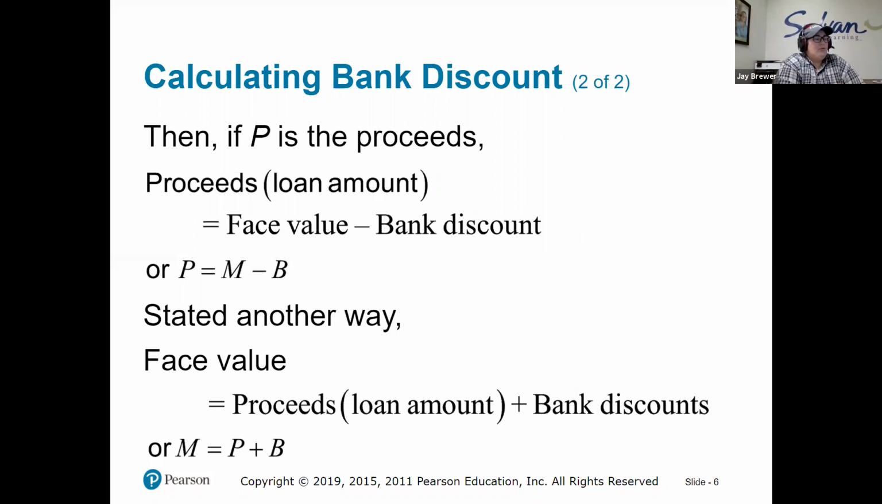All right. Proceeds is equal to face value minus your bank discount. It can also be face value is equal to proceeds, which is your loan amount, plus bank discount. Again, they give it to you in terms of abbreviations. I would call them math symbols, but they're literally just letters, and they're not even algebraic ones. Just being lazy, I guess. All right, you guys got that? Cool.